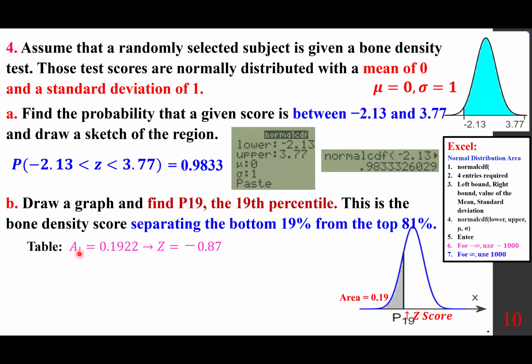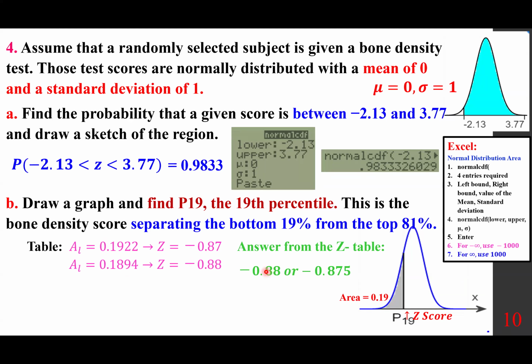So if you use the table, you don't find 0.19. You find 0.1922 with this Z-score and 0.1894. By L, I mean the area to the left. This number gives us this Z-score, 0.1894 gives us this score. Notice 0.19 is between these two. So the answer is between the two numbers from the table.